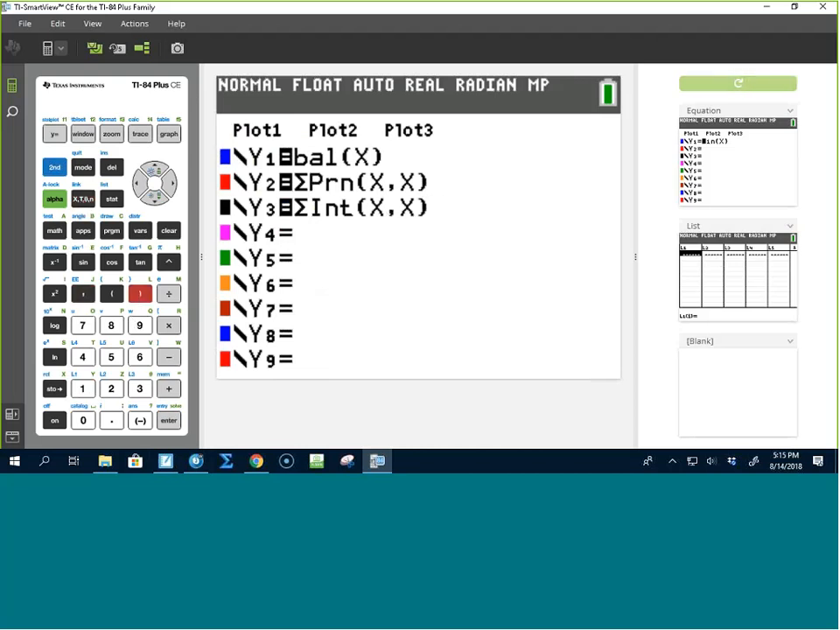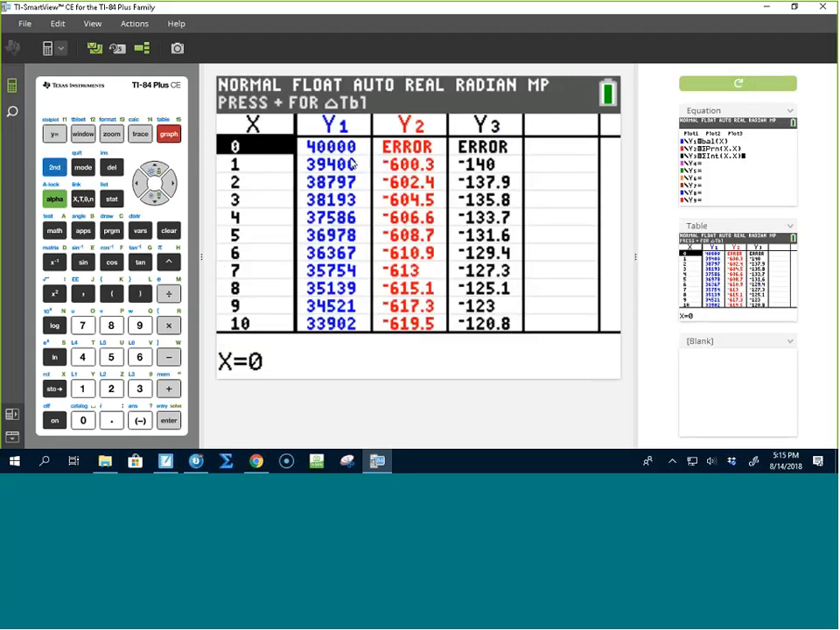Now, I don't want to graph this. What I want to do is look at the table for this. If I refresh this real quick, there's my table. I'm going to go to the second table, and we can see that we had our $40,000 car, and it's the same information that we had on the amortization table, except now it's in the student's hands.